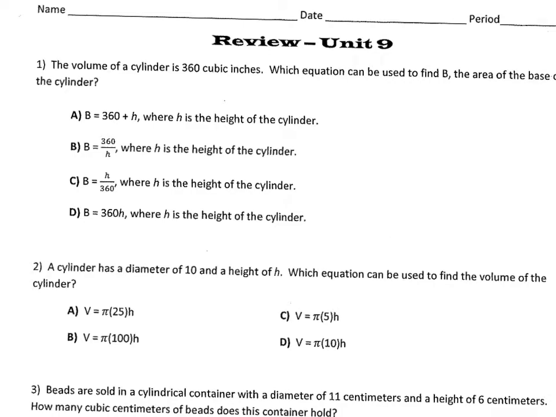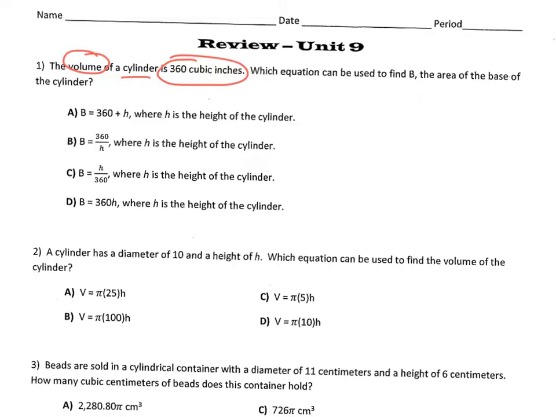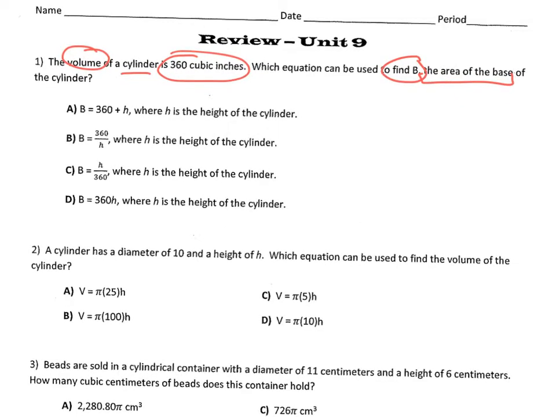Okay, number 1. The volume of a cylinder is 360 cubic inches. Which equation can be used to find capital B, the area of the base of the cylinder? So what's the formula for volume of a cylinder? Volume of a cylinder is BH, capital B times H, which is area of the base times height.